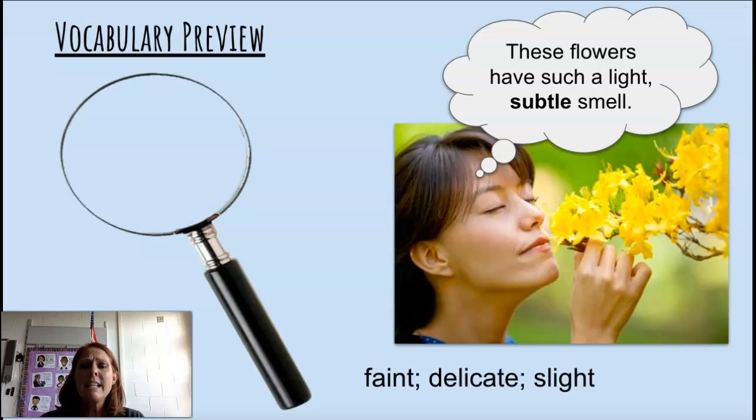Next, faint, delicate, slight. These are all synonyms for this next vocabulary word. These flowers have such a light, subtle smell. Subtle. The B in this word, boys and girls, is silent. So you don't want to say the B. You don't want to say sub-tle. It's subtle.